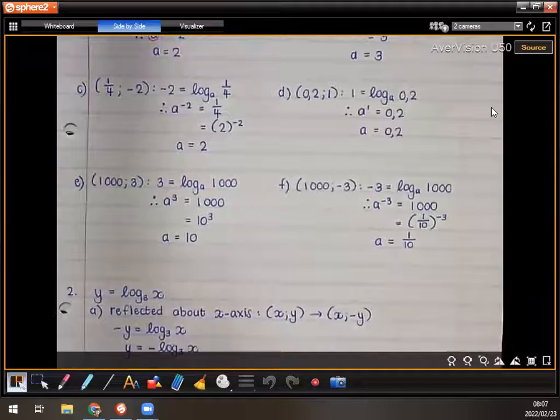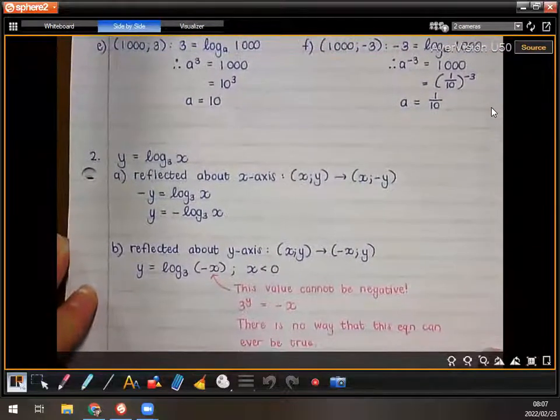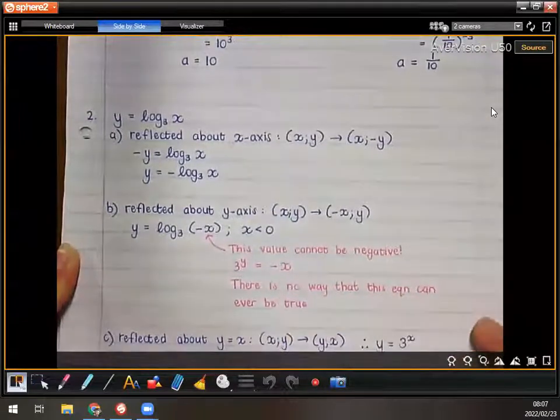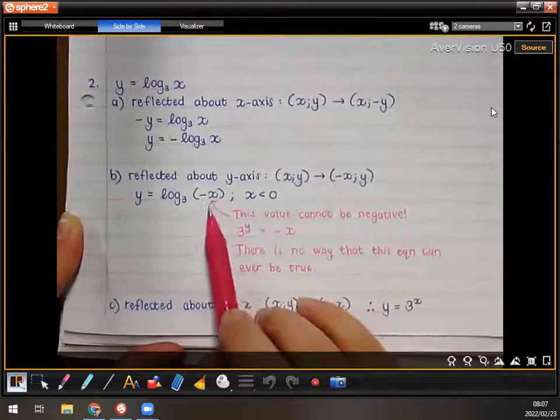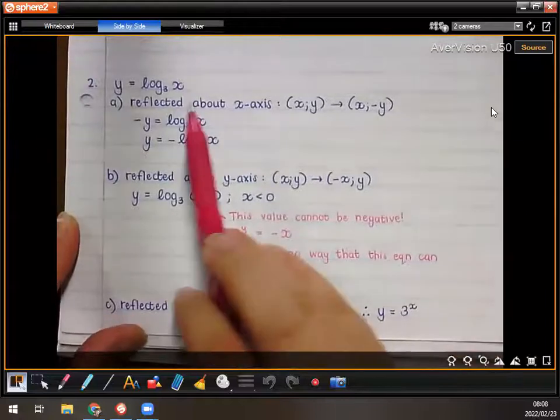If you have any questions on any of those, C to F, let me know. Then number two, they gave you the equation y equals log base 3 of x. You can see I just made a note here on the side, which I will discuss now. It's something we need to discuss when this value is negative. But they just asked you to find a new equation when you are reflecting.